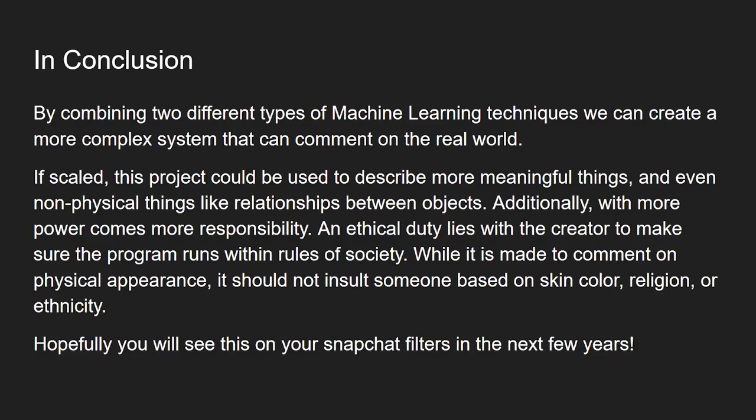So in conclusion, by combining two different types of machine learning techniques, we can create a more complex system that can comment on the real world. If scaled, this project could be used to describe more meaningful things and even non-physical things like relationships between objects. Additionally, with more power comes more responsibility. An ethical duty lies with the creator to make sure the program runs within the rules of society, because while it is made to comment on physical appearance, it should not insult someone based on skin color, religion, or ethnicity.